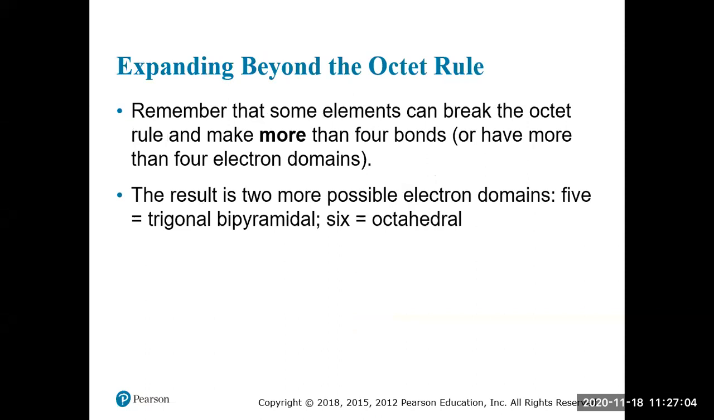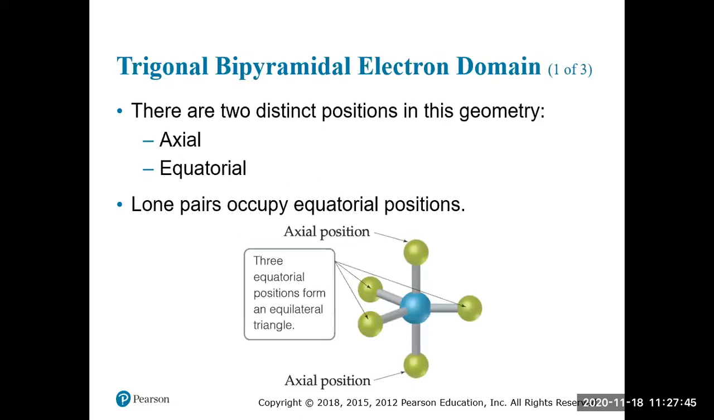We also talked in the past, when we were starting on the Lewis structures, that while we're typically trying to form that octet, there are some elements that don't obey the octet rule. That means we can have more than 4 bonds, and so more than 4 electron domains. So let's look at 2 other possibilities for electron domains: 5 electron domains and 6 electron domains. If it's 5 electron domains, then the electron shape is trigonal bipyramidal. If it's 6, it's octahedral. So let's talk about those.